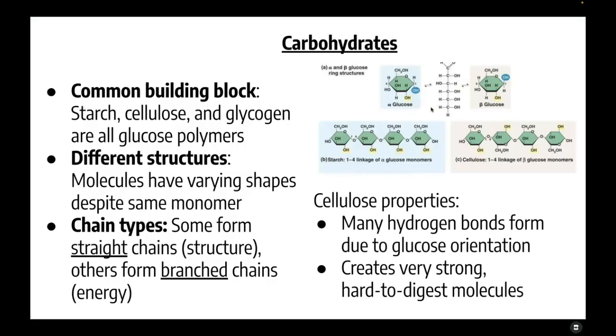All right, and here's a quick summary. Carbohydrates, remember, it's made up of starches, cellulose, and glycogen. And so they're all glucose polymers. And there's different structures. So they have varying rings that determine its function. And so there could be straight chains, which are used for structure, or branch chains, which are used for energy. And so the properties are that because there's so many hydrogen bonds in cellulose, it's very, very hard to digest. Remember, cellulose is anything that makes up our plants. So that's why only certain animals can digest cellulose.